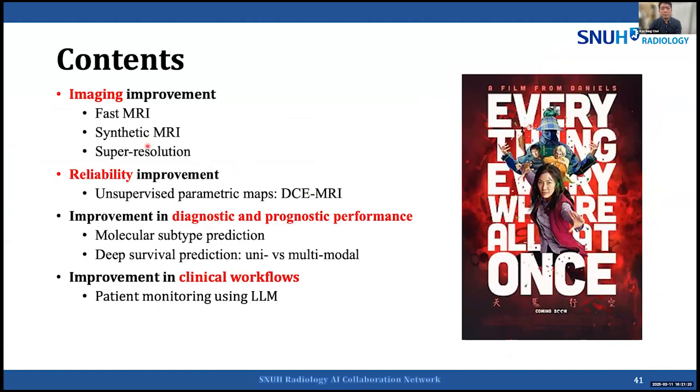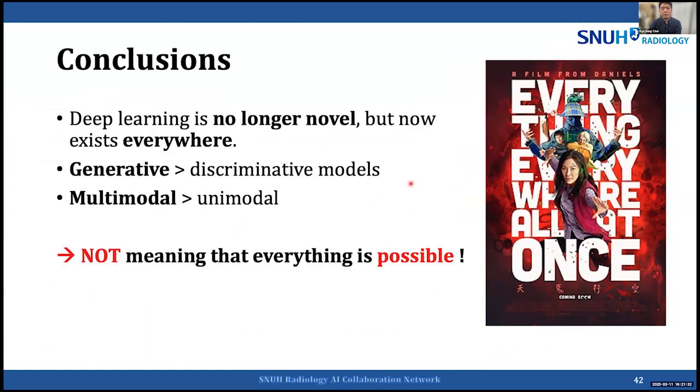To recap, deep learning improves imaging itself and reliability, diagnostic and prognostic performance, and clinical workflows, indeed existing everywhere. In conclusion, deep learning is no longer novel, but now exists everywhere. Generative multimodal models are more powerful than discriminative unimodal models. However, this does not mean that everything is possible via deep learning.